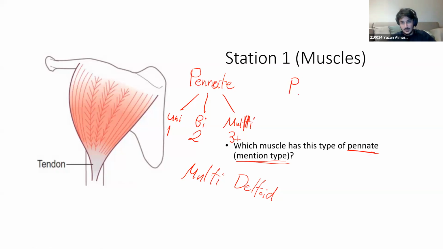We said we have parallel and we have oblique. Under oblique, we have the pinnate. And under the parallel is just the parallel muscles, which basically is sternocleidomastoid. I'll just write sterno. And the other one, which is the sartorius.